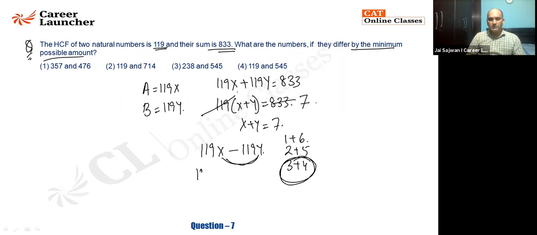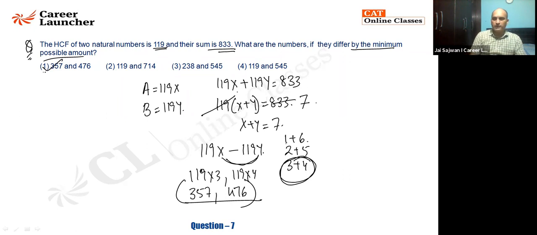So what do I get? I will say 119 into 3 and the second number is 119 into 4. So it is 357. It is 476. The two numbers are these. Is that fine? That's why the first one is correct answer.